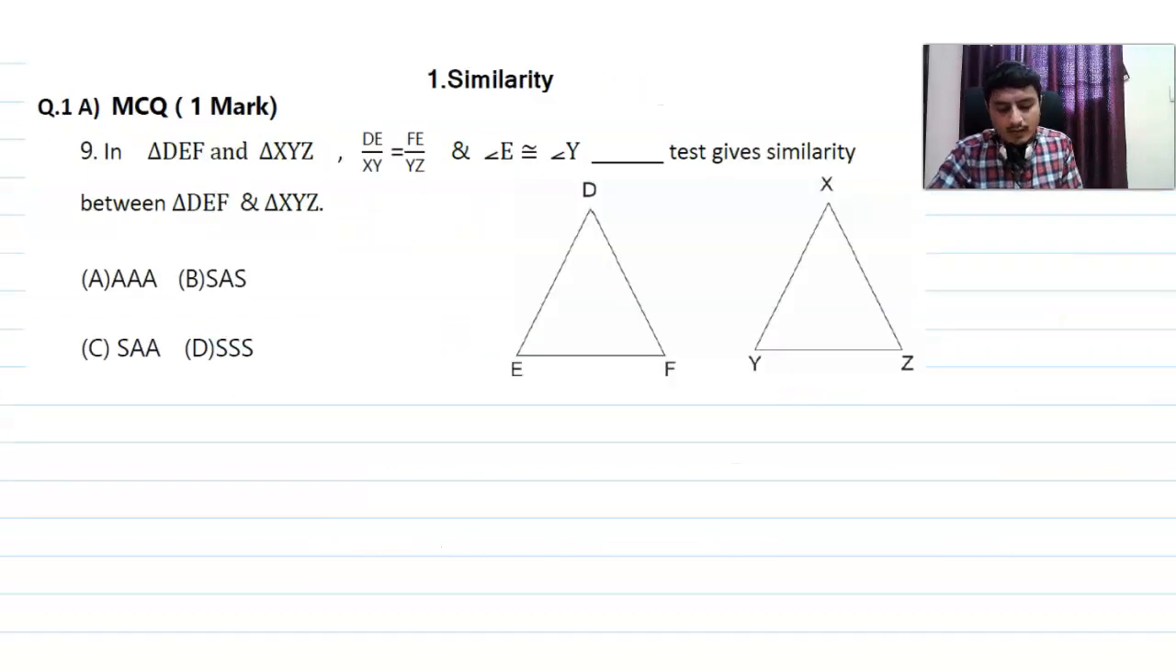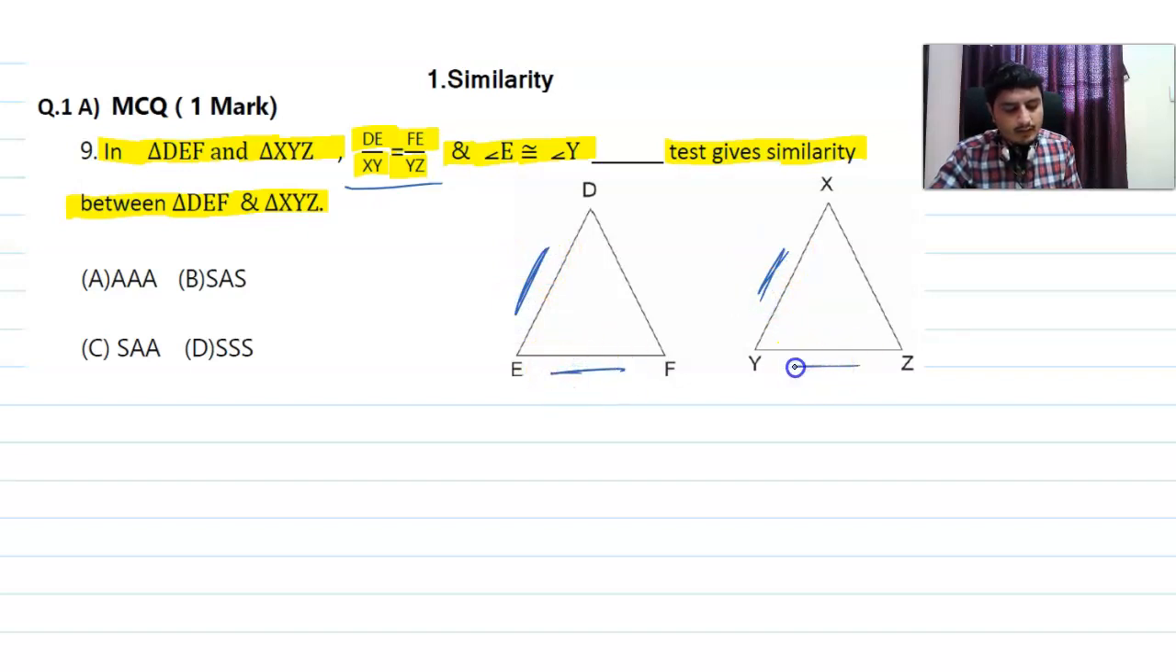Look at question number 9. We are given that in triangle DEF and triangle XYZ, DE divided by XY equals FE divided by YZ, and angle E is congruent to angle Y. Which test gives the similarity between triangle DEF and triangle XYZ? We are given that the ratio of corresponding sides is in equal proportion. Which two sides? DE and XY, equals FE and YZ. Those two sides are in equal proportion, and angle E is congruent to angle Y.